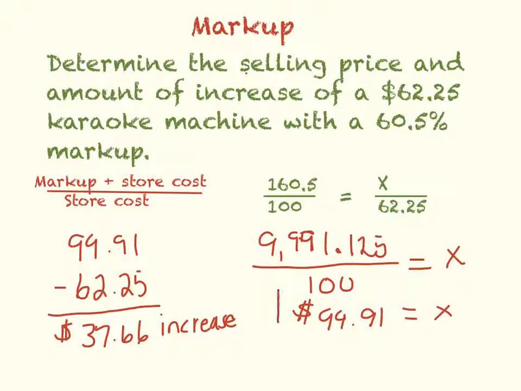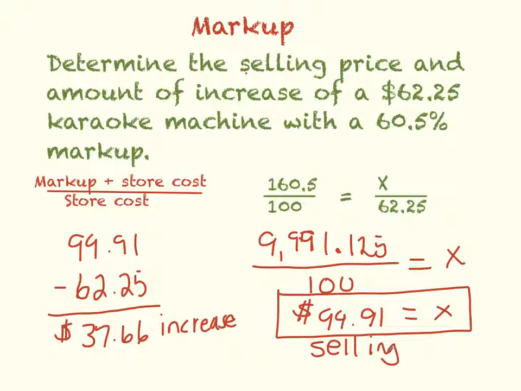And this is your selling price. So the store is selling to you the karaoke machine at a price of $99.91. And the store is making $37.66 because that's how much they increased the $62.25 karaoke machine. All right, let's see what we're on to next.